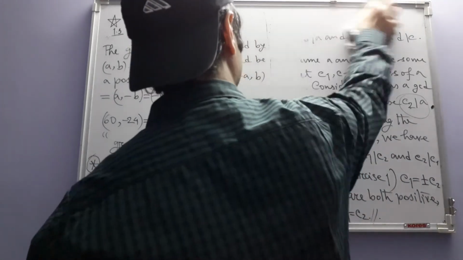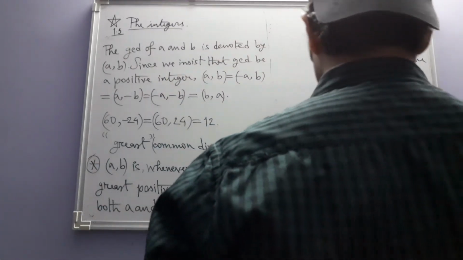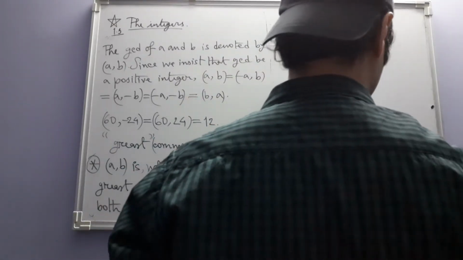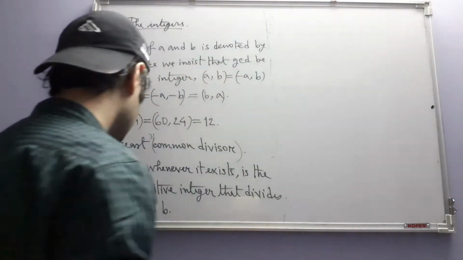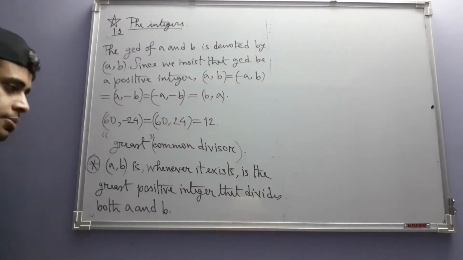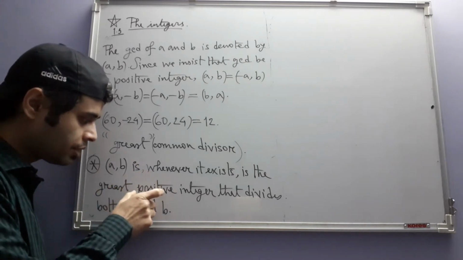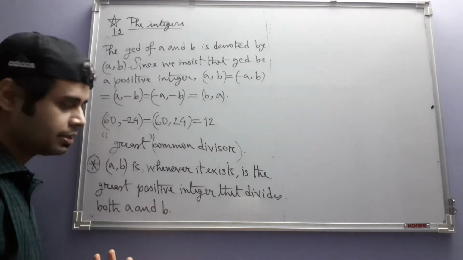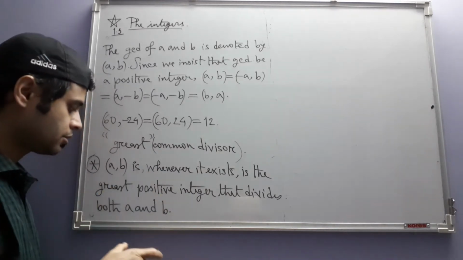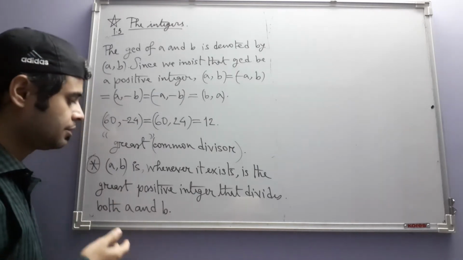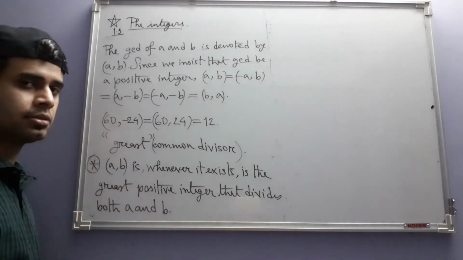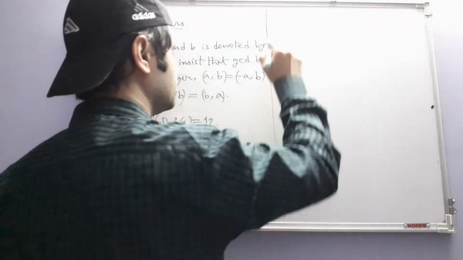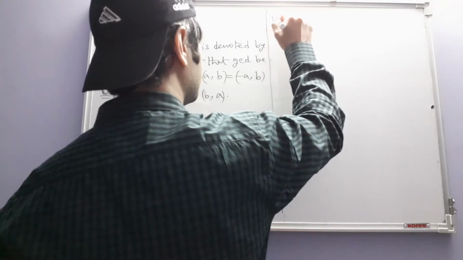This will at least justify the use of the word greatest. In what sense is it greatest? So what this observation seems to say is that if you look at the positive integers that divide A and B, that is the positive common divisors of A and B, then among them this is the greatest. So let's just, I can write proof.